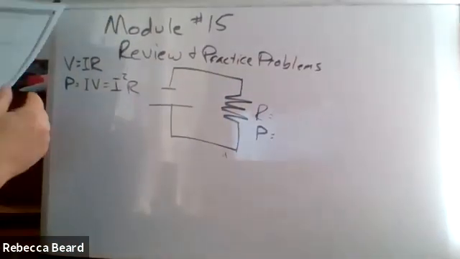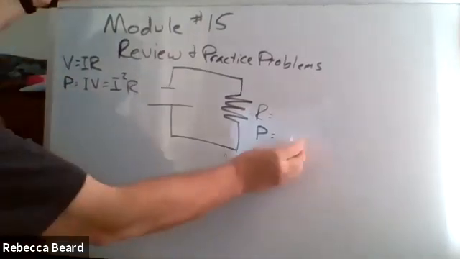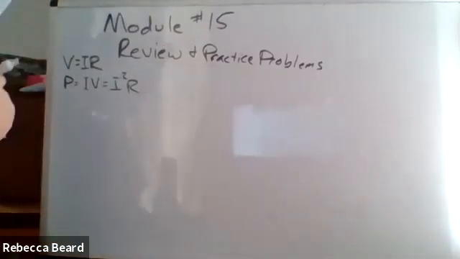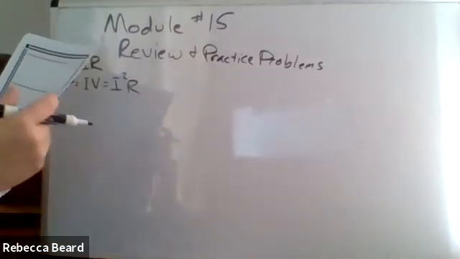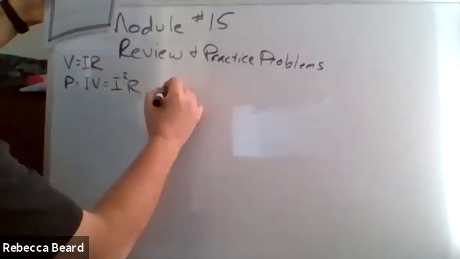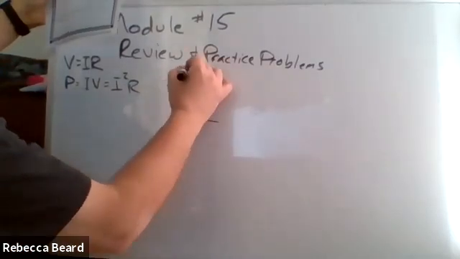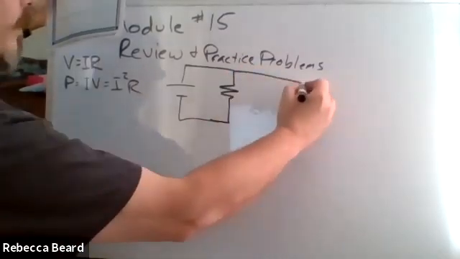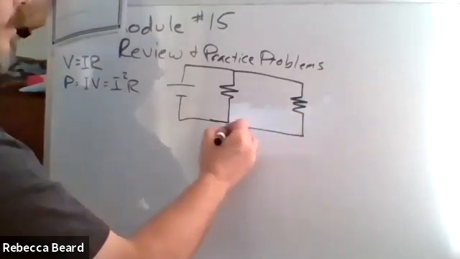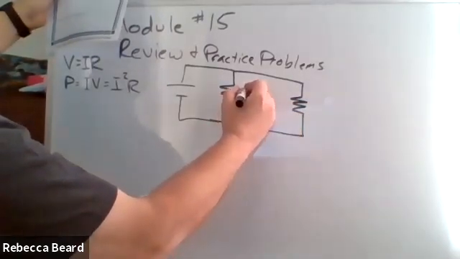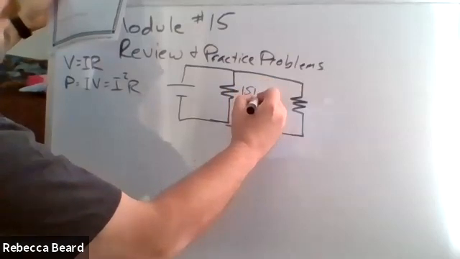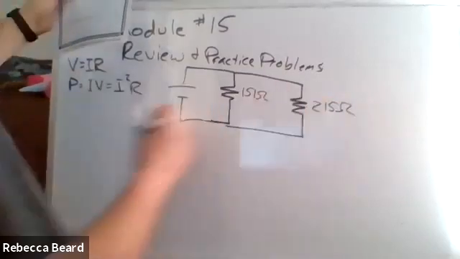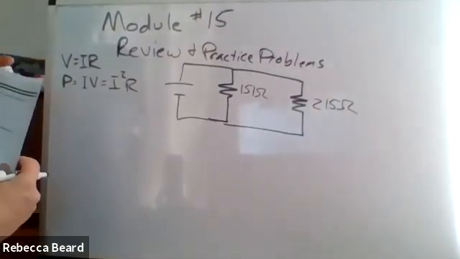Let's see if we can use this again. No, we can't. They've got a new diagram for us. All right. So determine the effective resistance of the following circuit. So we've got our battery. And this is a parallel one. I'm going to draw it way over so I've got plenty of room to write. This is 151 ohms. This is 215 ohms, and it is a parallel circuit.